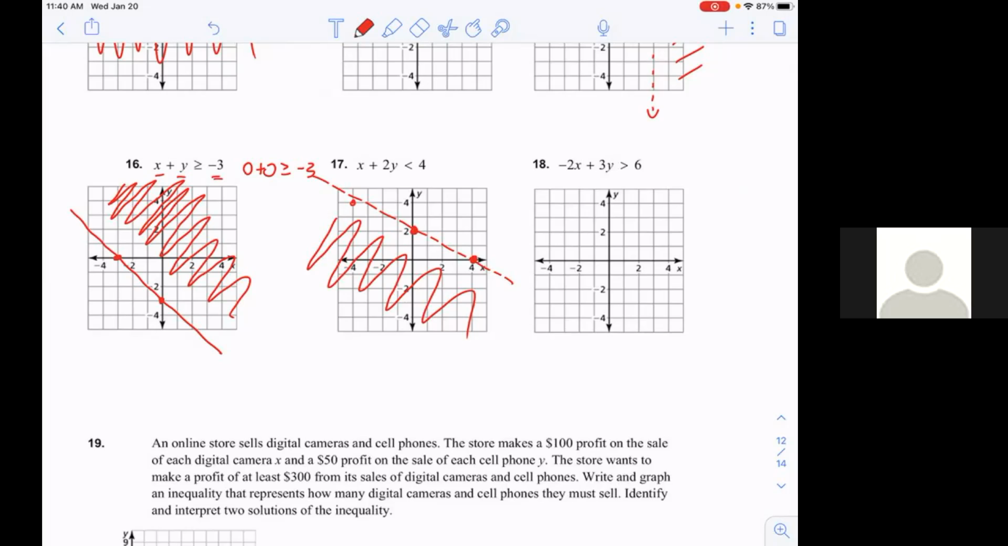Negative 2x equals 6. So for x you have negative 3 right there, which is correct. However, that's from this negative 2x equals 6. That's negative 6. So now we're going to take that out of that 3y equals 6. So we're going to go on.